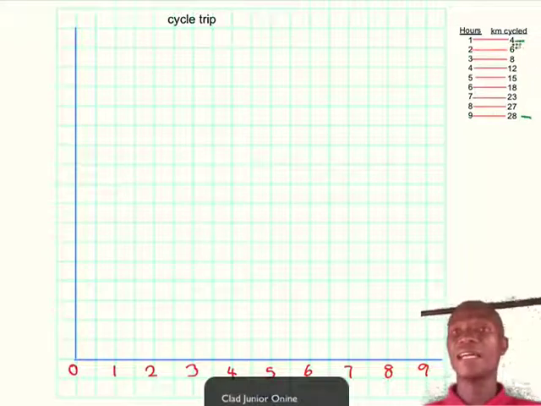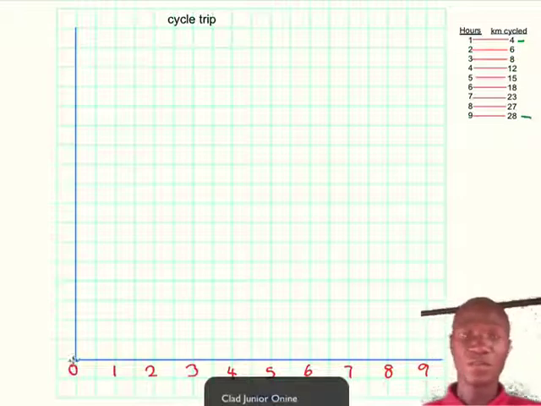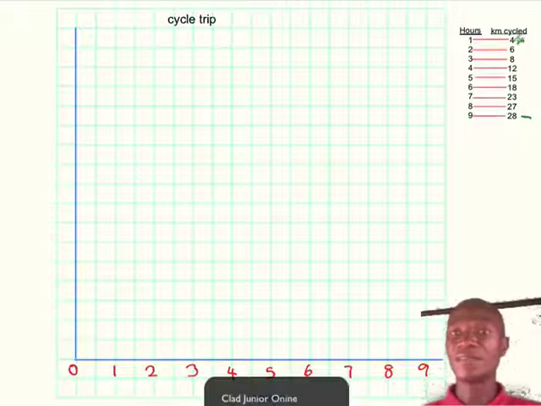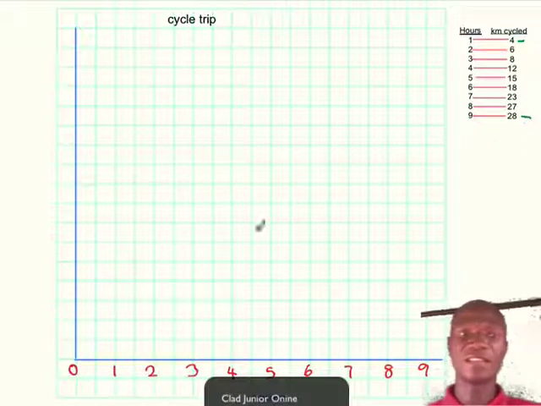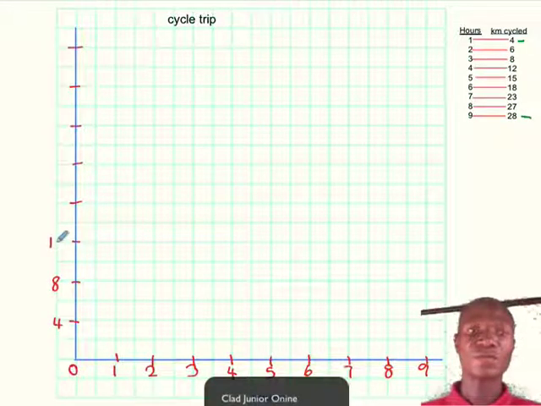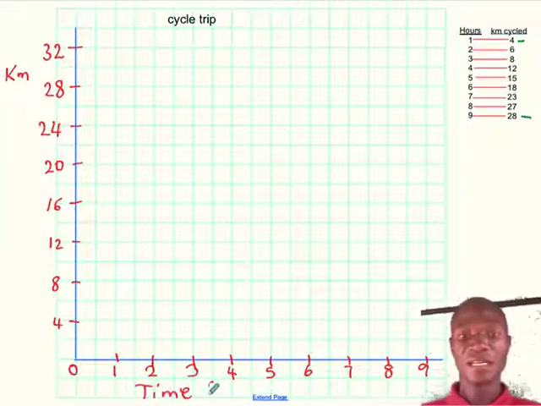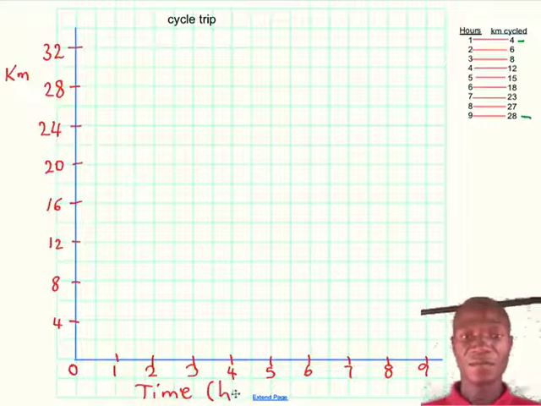Now we look at the kilometers cycled. So obviously we start again from 0. The minimum I have there is 4. The maximum I have there is 28, sorry. On the line, we write again 4, 8, 12. At the bottom there is time in hours.